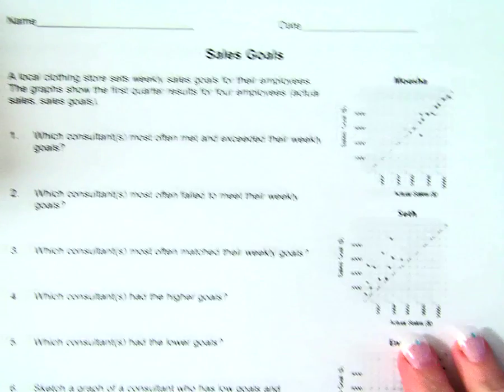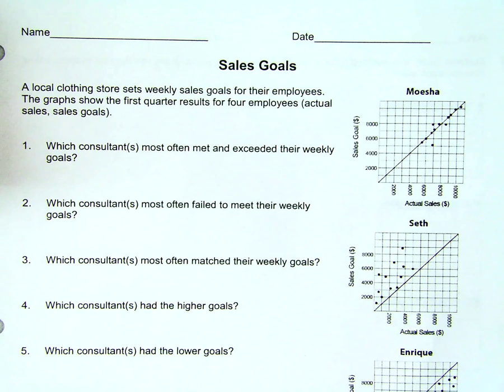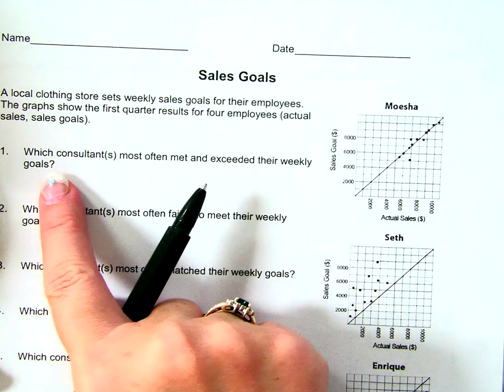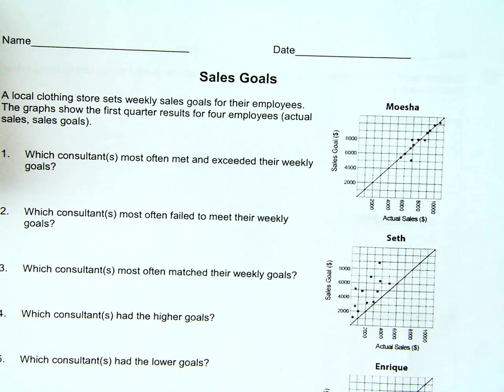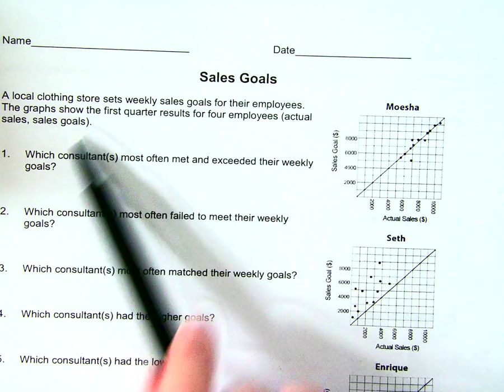Sales goals. We've got to think back for the last couple days. This is kind of a review for us, plus some of today's as well. Notes. A local clothing store sets weekly sales goals for their employees. The graphs show the first quarter results for 4 employees, actual sales and sales goals.